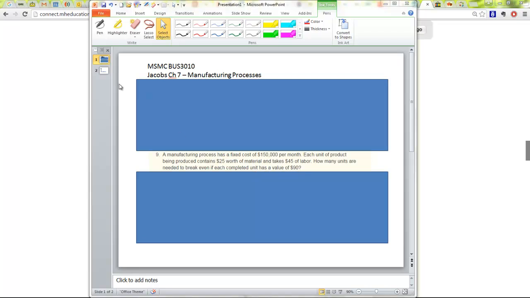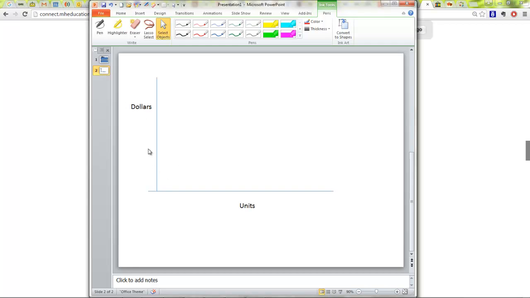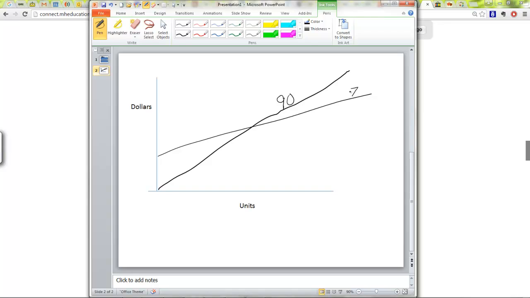How many units are needed to break even if each completed unit has a value of $90? So let's go over to our graph, our curves here, and we'll draw in the revenue curve in black. This is our revenue curve, and the slope of this will be 90. We're selling the units at $90 a unit. The other equation, for the cost side, says we start with a $150,000 investment or fixed cost, and the combined cost of each unit is $70. That was $25 in material and $45 in labor.